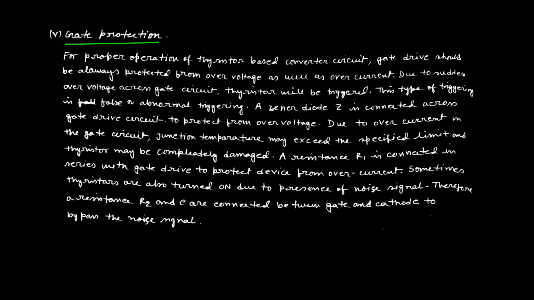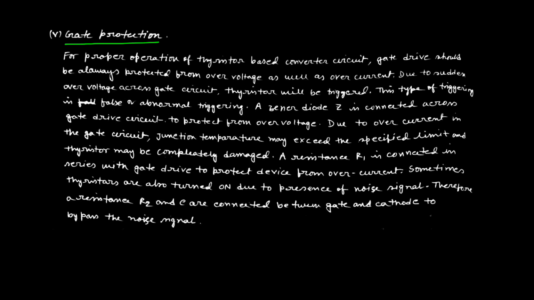So obviously in the case of the gate, similar to a normal SCR, for the purpose of operation of the thyristor based converter circuit, the gate drive should always be protected from overvoltage as well as overcurrent. Due to a sudden overvoltage across the gate circuit, the thyristor will be triggered. This type of triggering is false or abnormal triggering. A Zener diode Z is connected across the gate to protect from overvoltage.